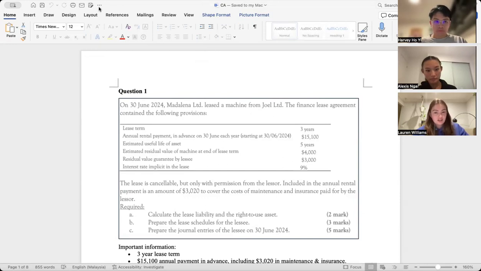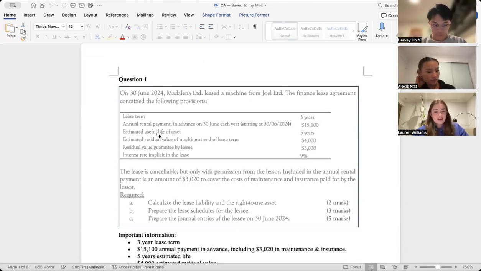So it asked me to calculate the initial lease liability and the right of use asset for a lease agreement. The lease term was 3 years. It had annual payments that were paid in advance, a 9% implicit interest rate, and a residual value guarantee of $3,000. So I used that information to determine the lease liability and then used that to calculate the right of use asset.